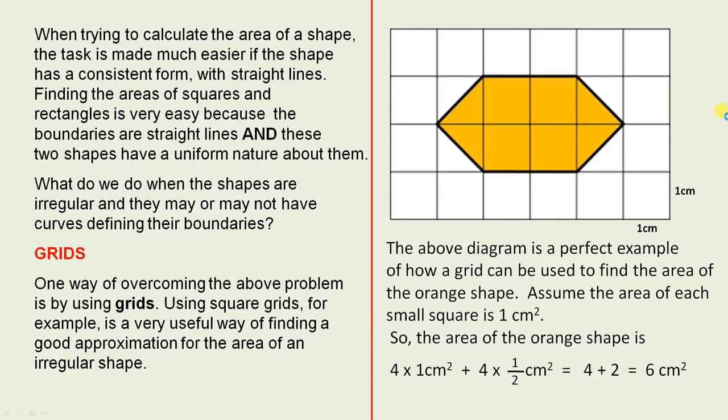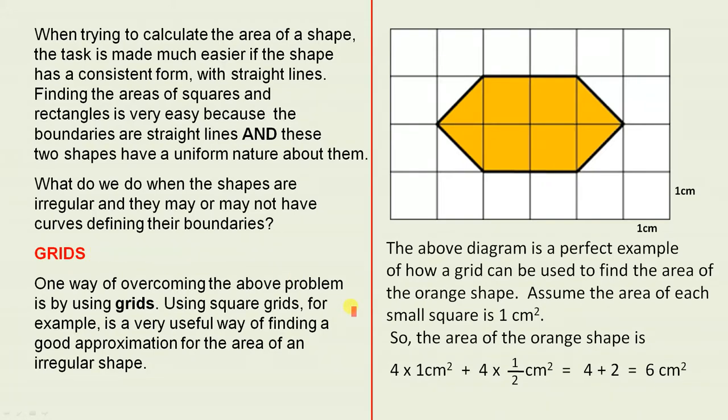When trying to calculate the area of a shape, the task is made much easier if the shape has a consistent form with straight lines. Finding the areas of squares and rectangles is very easy because the boundaries are straight lines and these two shapes have a uniform nature about them. What do we do when the shapes are irregular and they may or may not have curves defining their boundaries? This is where grids come in handy.